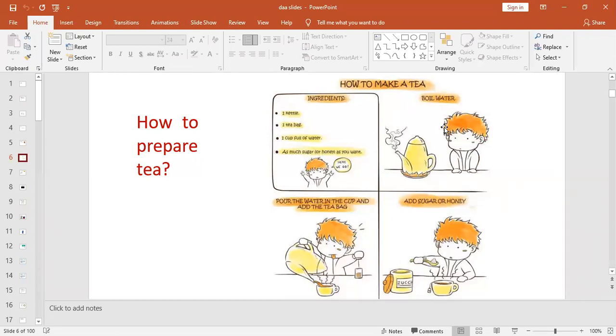The first step is boiling the water. The second step is you can add sugar or honey to the boiling water and then pour the water in a cup and add a tea bag. This is the step-by-step procedure we have used in order to prepare the tea. If anyone doesn't know how to prepare tea, you can make use of it.